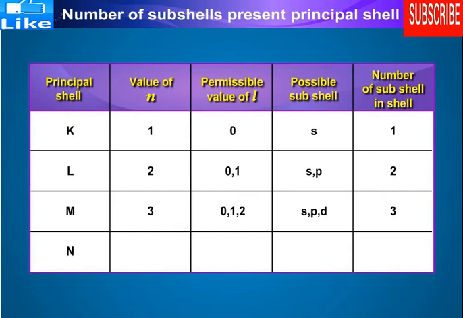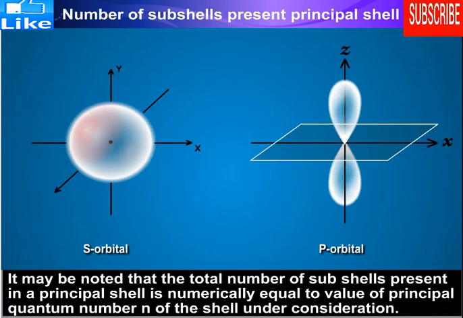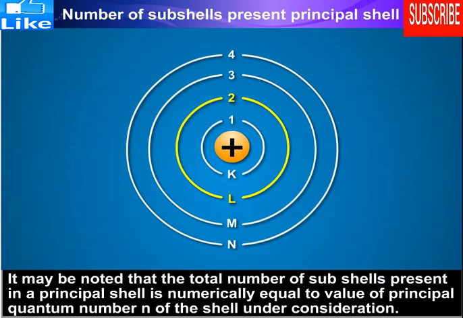Principal shell is N. Here, value of n is 4. Permissible value of l is 0, 1, 2, 3. Possible subshells are s, p, d, f, and number of subshells in shell, 4. It may be noted that the total number of subshells present in a principal shell is numerically equal to the value of principal quantum number, n, of the shell under consideration.